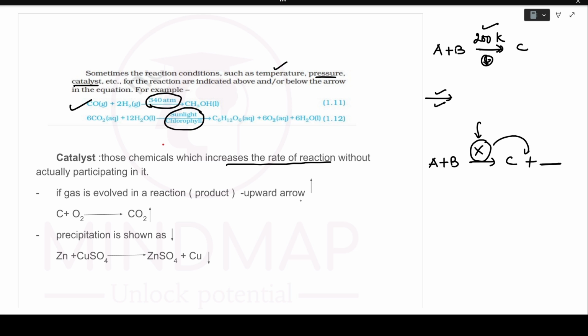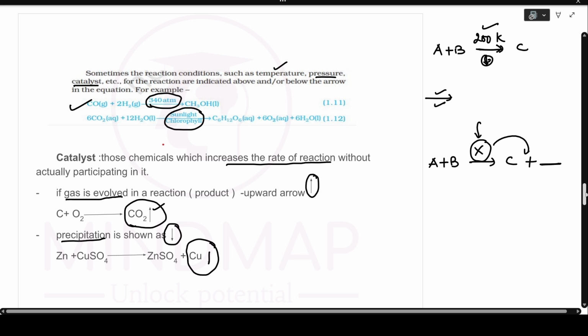Other than these things, what else do we see in a chemical equation is upward arrows. Now these upward arrows show that gas is involved in the reaction. Like here, CO2, carbon dioxide. So this upward arrow means gas is involved. And a downward arrow, here see Cu. A downward arrow means precipitate is formed.